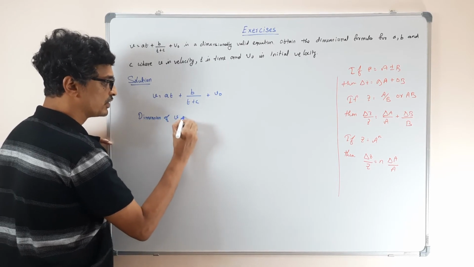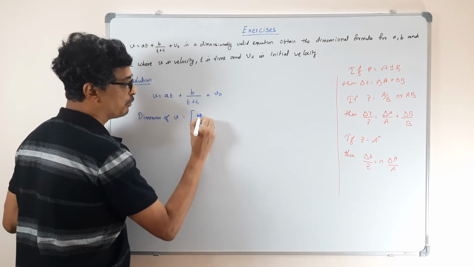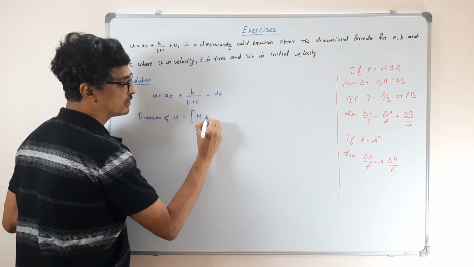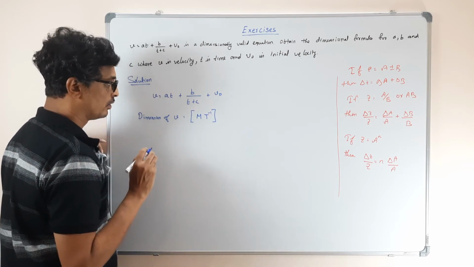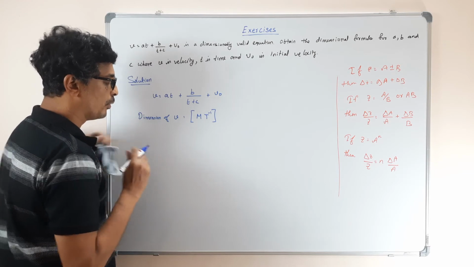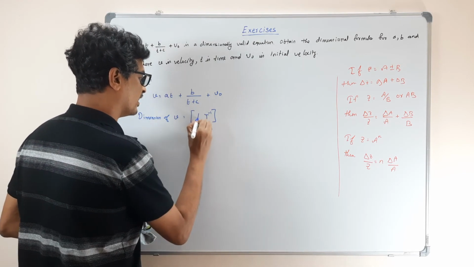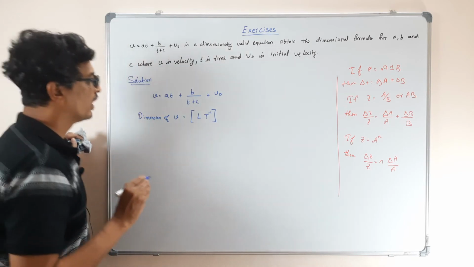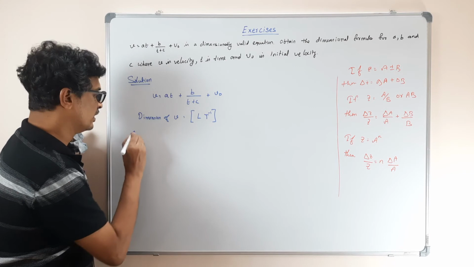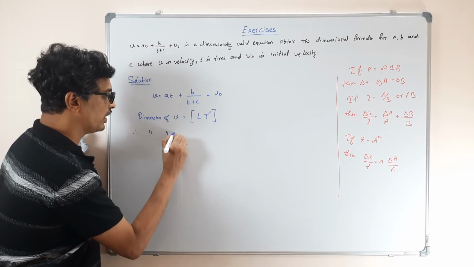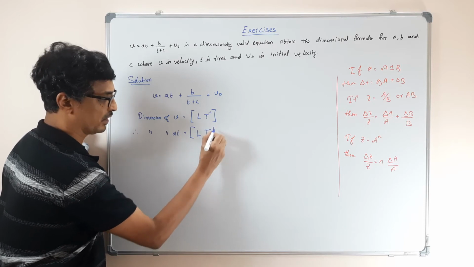Dimension of V is equal to what? That is meter per second, correct? So that will be LT minus 1. Yes, L, not M. Sorry, you mean mass. L, correct. LT minus 1. Okay. So therefore, AT should also have the same dimension. Therefore, dimension of AT should be LT minus 1.